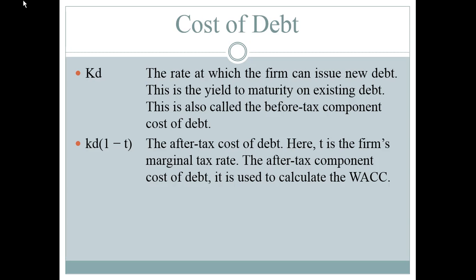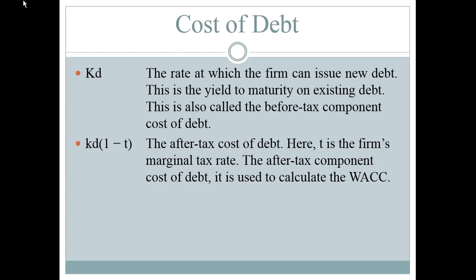And then when we have KD times (1 minus T), this is the after tax cost of debt. Here T is the firm's marginal tax rate. The after tax component cost of debt is used to calculate WACC.